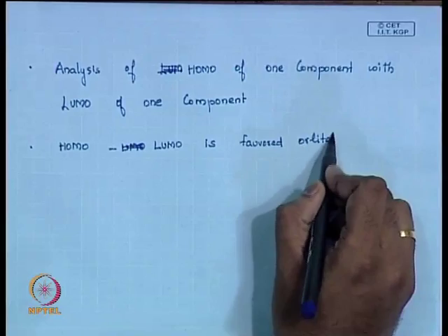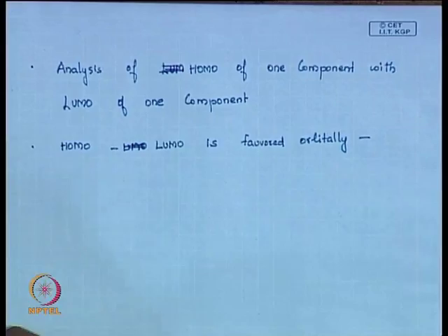Okay, I will explain in detail what is favored orbitally. Then you say the pericyclic reaction proceeds. Okay.